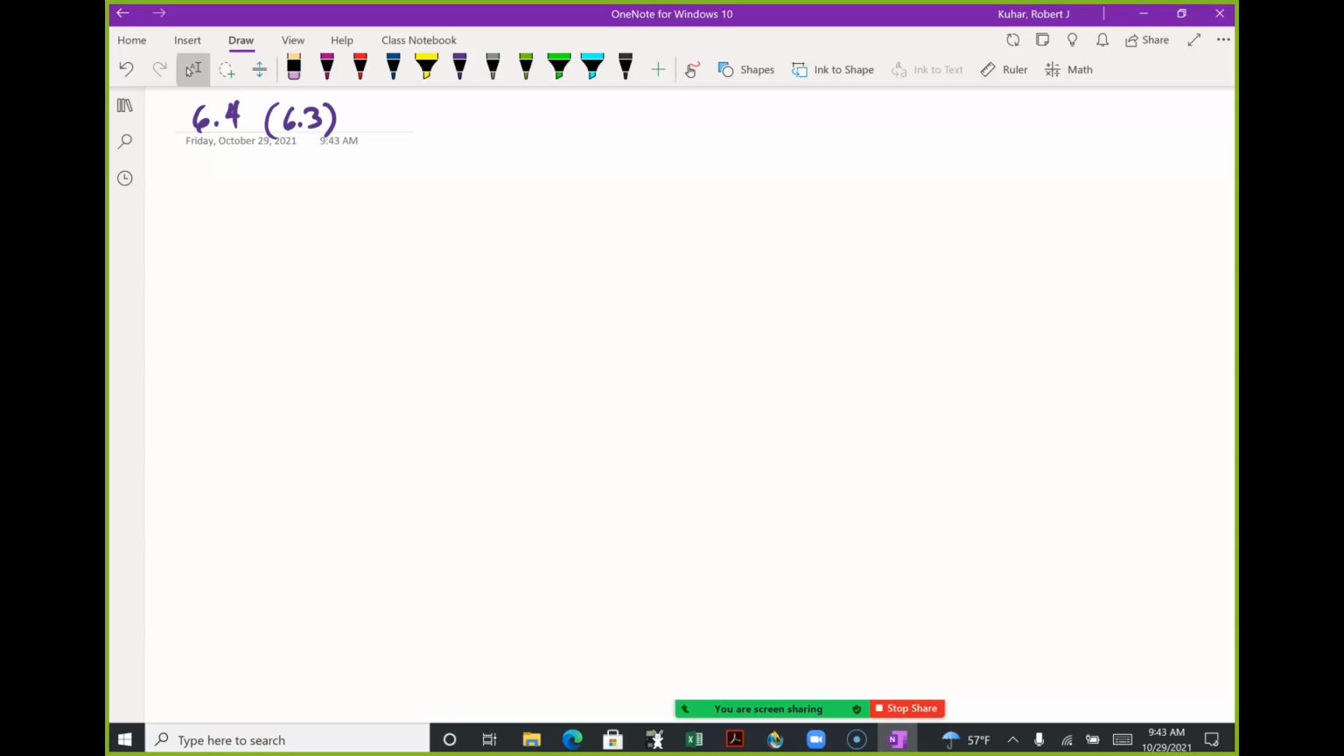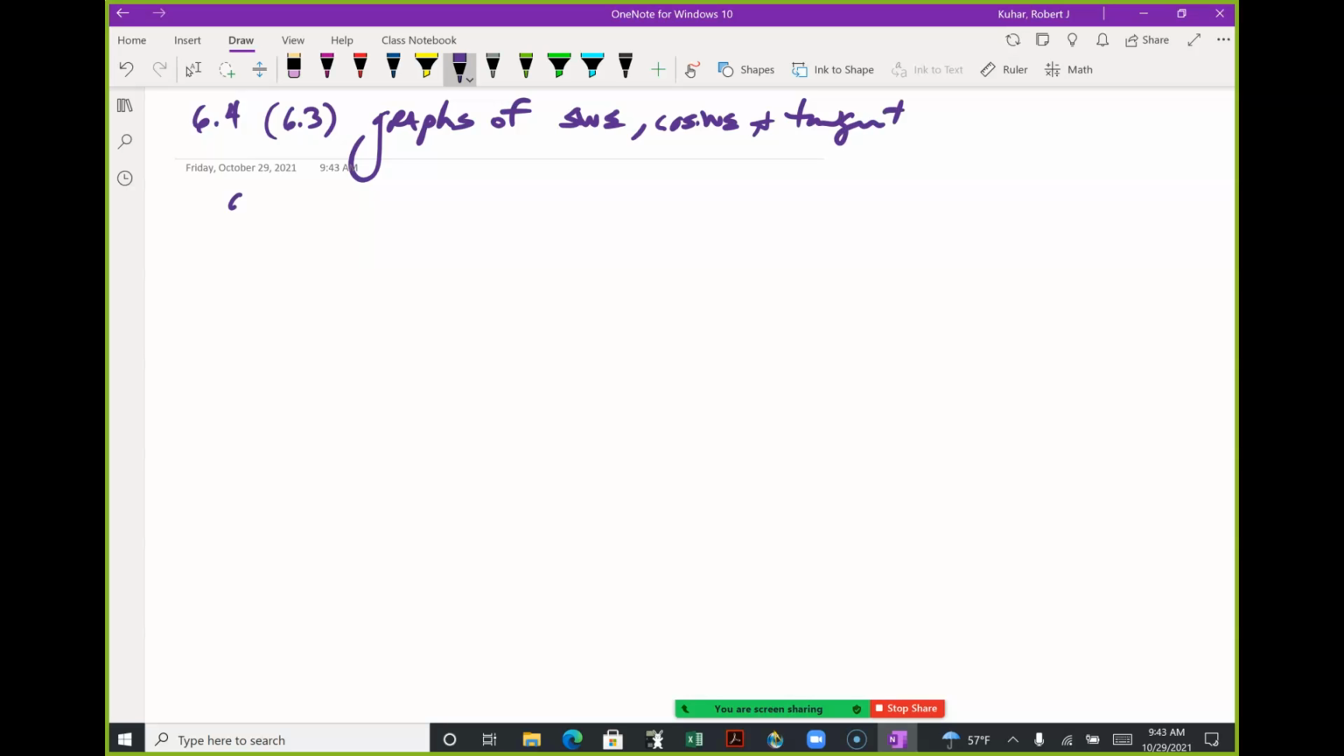So, graphs of sine, cosine. I might even do tangent today, but I'm not going to do secant or cosecant or cotangent. And tangent. And their properties.